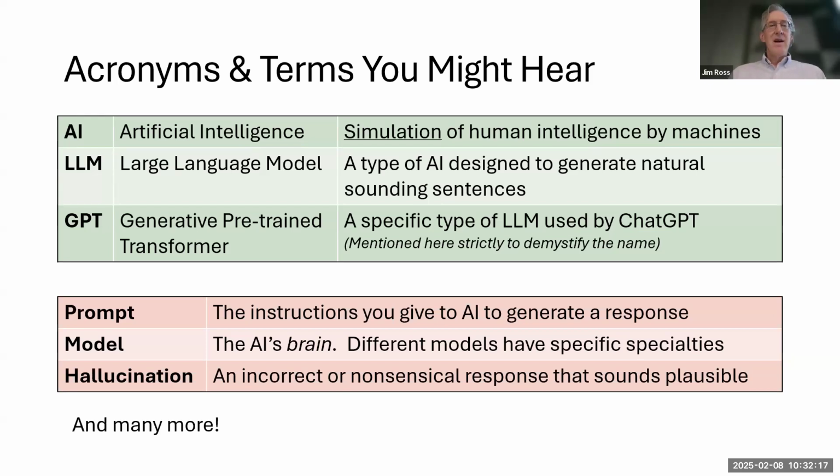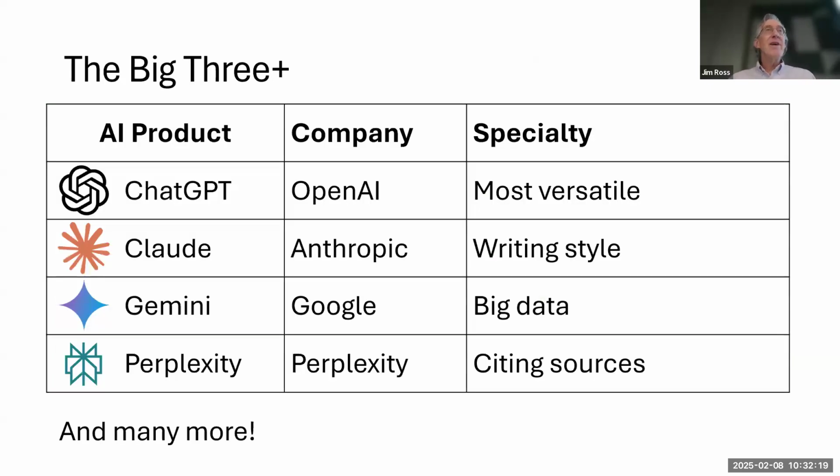Okay. AI programs, there's a bunch of them. I'm going to talk about the big three and one more. ChatGPT, Claude, and Gemini are the big three. This is in your handout too, by the way. You can see in the middle the company that produces them. Gemini is a Google product, for example. What are they good at? Well, they're all good at a lot of things, but let's say ChatGPT is the most versatile.